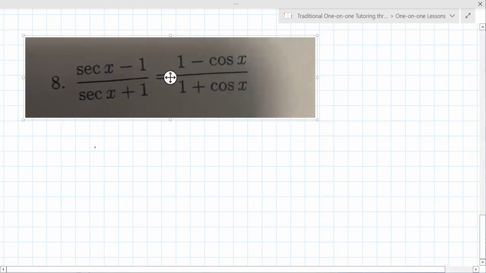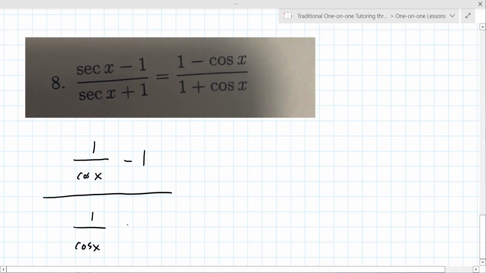Yeah. Okay, so the very first strategy I mentioned is you always write things in terms of sine and cosine. So secant is really 1 over cosine x minus 1. Again, secant is 1 over cosine x plus 1. You may be saying, well, hey, didn't you say you always multiply by the conjugate? Well, yeah, that does work, but in this problem, there's kind of a better way.